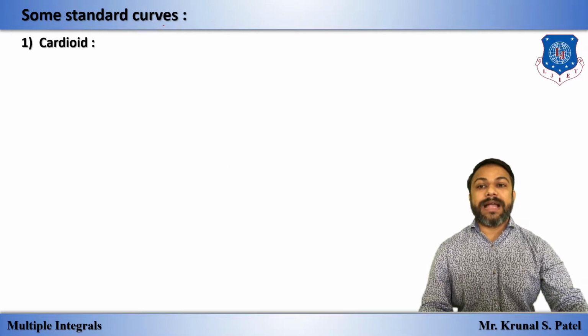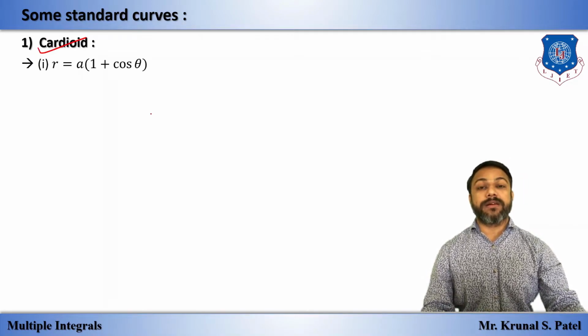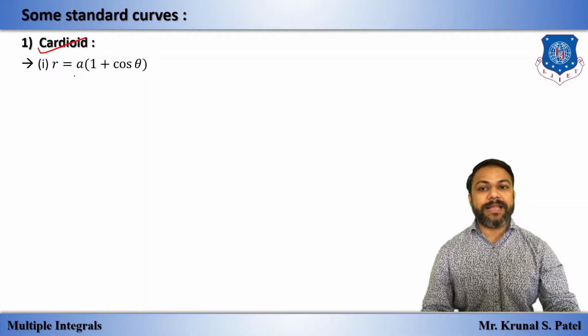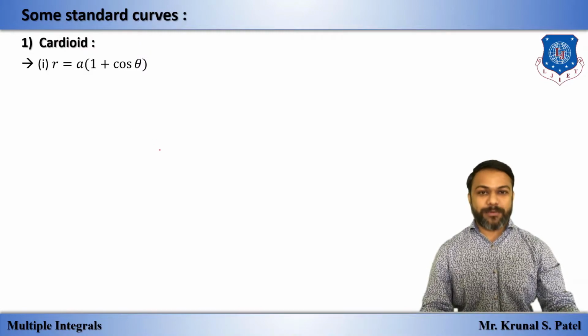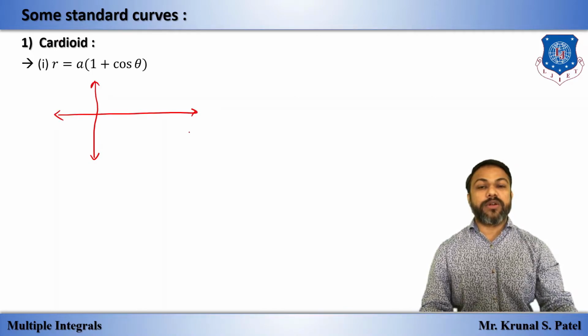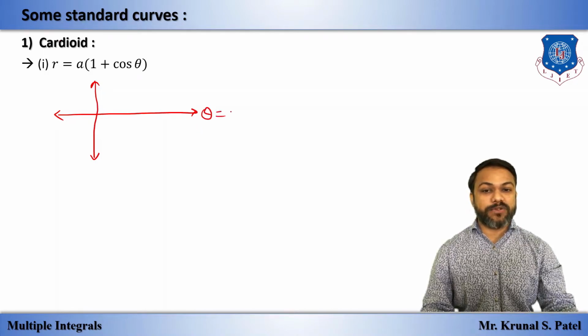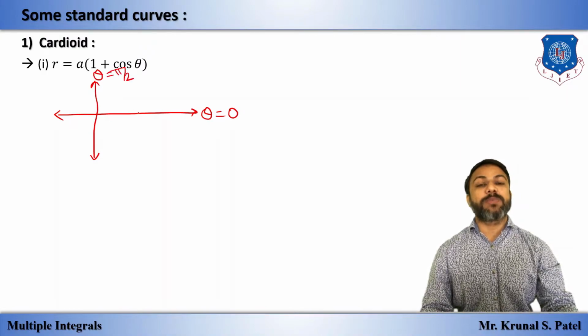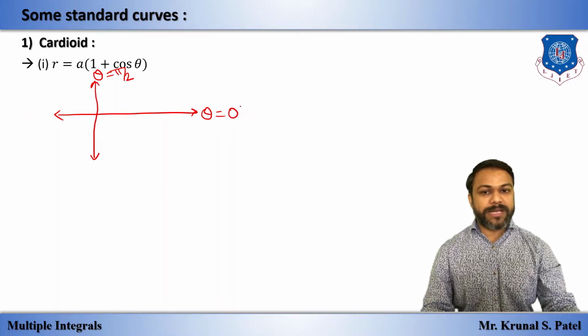First is the cardioid. What is the meaning of cardioid, how many curves are there, how can we draw them, and how can we find the limits? The cardioid is r equal to a times 1 plus cos theta. Cardioid means heart shape, so we have this kind of graph. Here we will not use x and y; we will use the theta equal to 0 line, which is the initial line. This is the theta equal to pi by 2 line, perpendicular to the initial line. Then theta equal to pi and theta equal to 3 pi by 2.